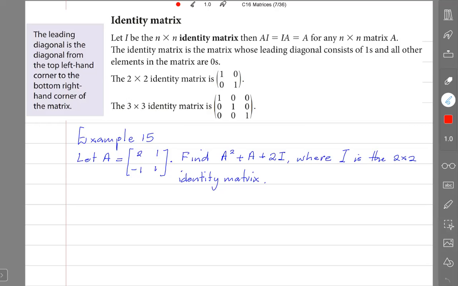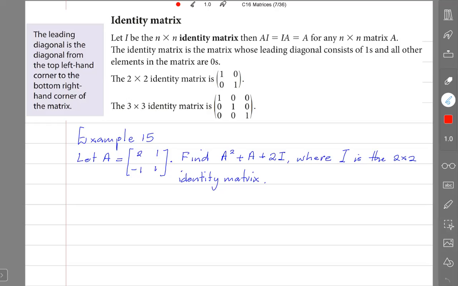So in other words, multiplying by the I matrix is the equivalent of multiplying a number by one. When you multiply a number by one, it does not change. So if I multiply an n by n I matrix by an n by n matrix A, I'm going to get back the matrix A.